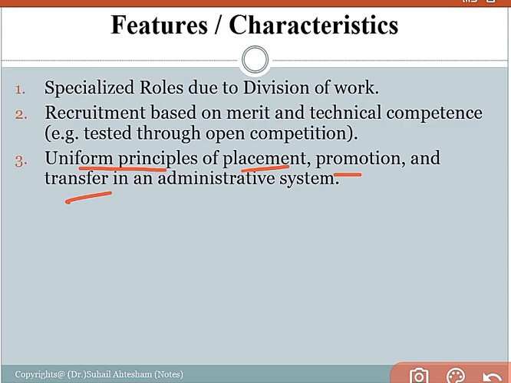So there must be uniform principles or the same rules applied to each employee with respect to placement, promotion, and transfer of the employee in the organization, if needed. There must be no partiality among the employees.